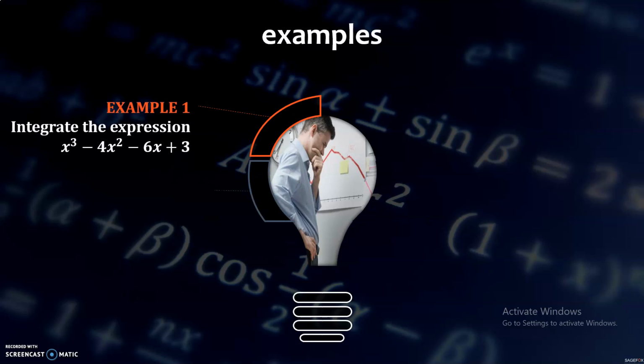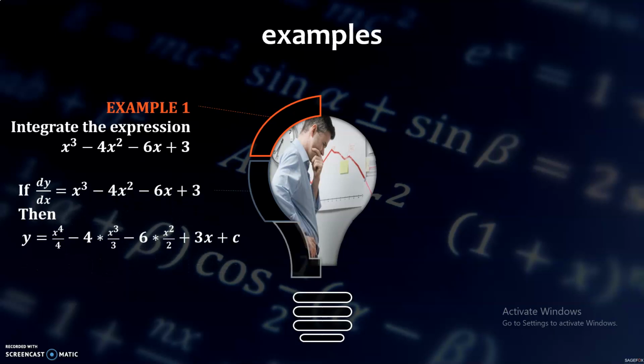Integrate the expression x cubed minus 4x squared minus 6x plus 3. So if dy/dx is this equation that is given, then y equals, integrating each term of that equation, we have x raised to the power of 4 over 4 minus 4 times x cubed over 3 minus 6 times x squared over 2 plus 3x plus c. So that is applying the integration rule.